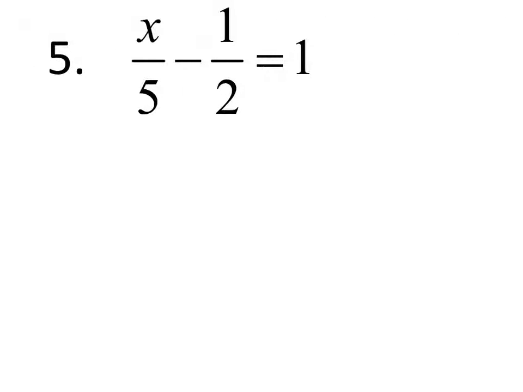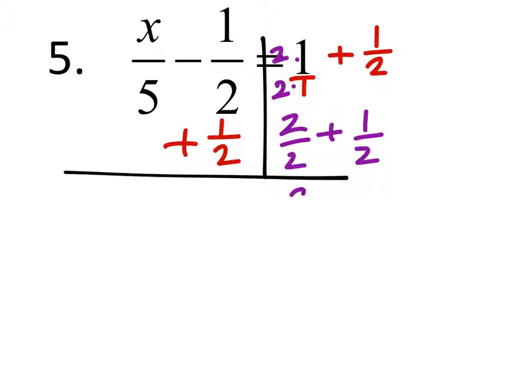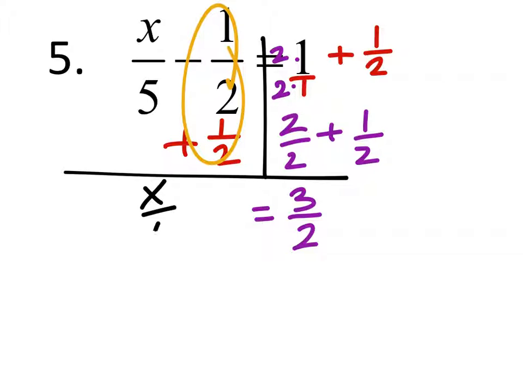So I got that x/5, and we're subtracting something from it. That's not good, and we don't want that. So we got to get rid of that 1/2 by adding 1/2. So I got 1 plus 1/2. Make that 1 over 1 so that we have common denominators, which is 2. So I got 2 over 2 plus 1 over 2, which gives me 3 over 2. Because we had the halves, again, this zeroes out, and I'm just left with that x over 5.